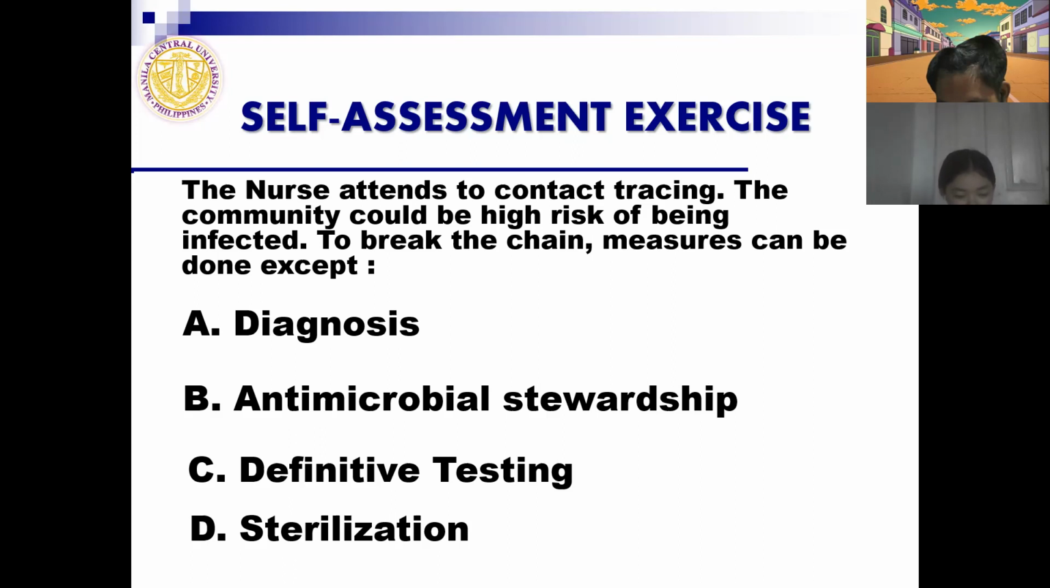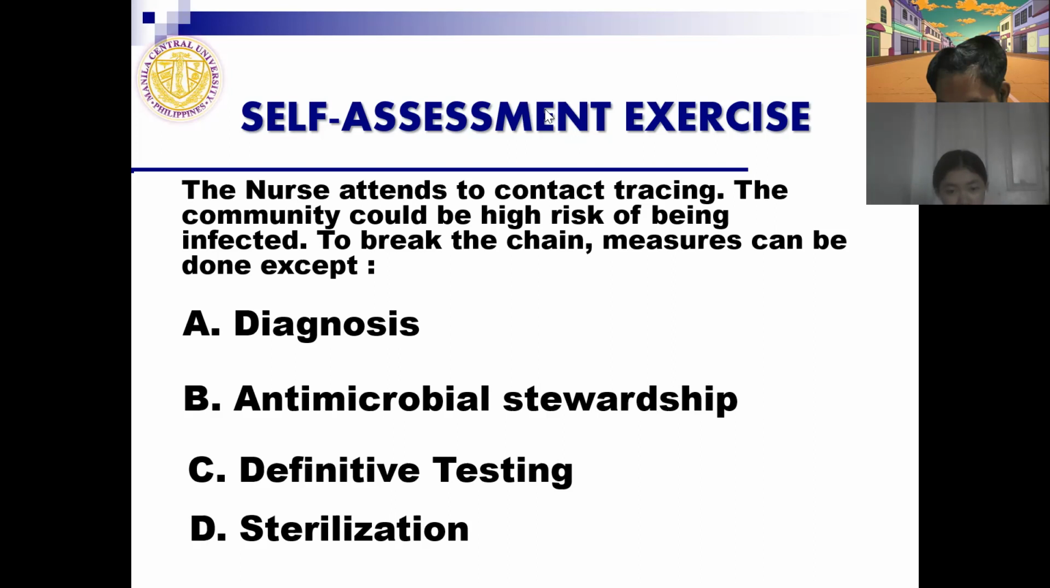Letter A po din, diagnosis. Diagnosis, ha? Remember, except, ha? Except. Okay, thank you very much, Harold. How about for the others po? I may be calling Castro, Lewina. Castro, Lewina. A din po. Answer is letter A. Okay, next po.